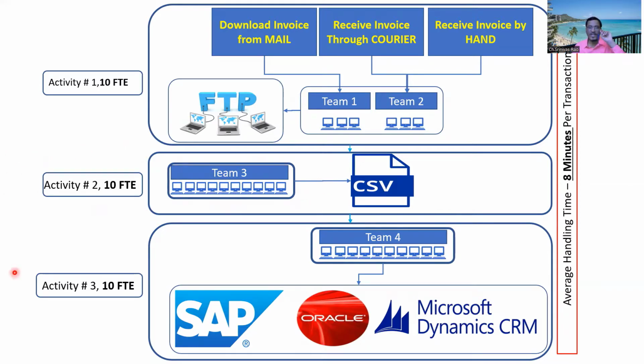Once this is completed, activity three comes into the picture, performed by department three. Again, 10 members sitting. What will they do? They will take each and every record in the Excel and submit it into their financial portal. Their financial portal could be SAP Financial, Oracle, Microsoft Dynamics, or their own financial system. Whichever financial system they are using, they submit into that. With that, invoice processing is completed.